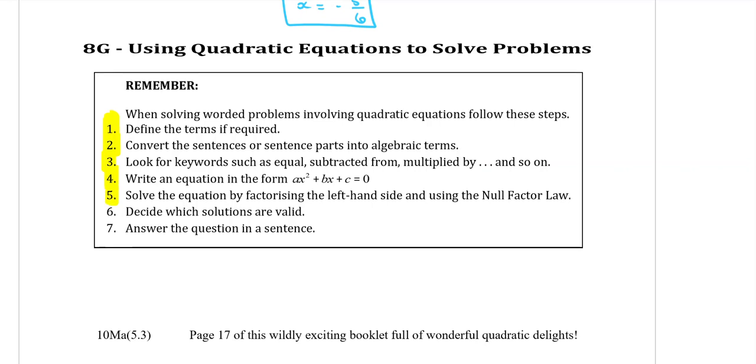Step 5, factorise the left-hand side and then use null factor to solve. Because this is practical problems that we're solving, not all solutions we get from our quadratic equation will be valid, so we need to look back at our original question and decide if the solutions are realistic or not. And then, finally, because it was a word problem, we want to give our answer in a short sentence.